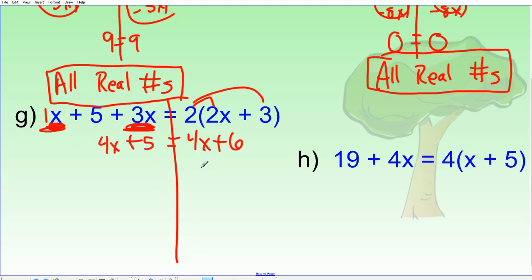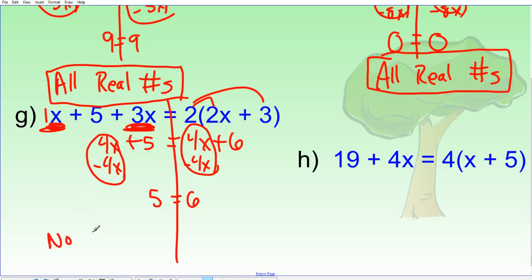Now I will get rid of my variable on the right. So I'm going to subtract 4x on both sides. These guys cancel out. And these guys cancel out, and we're left with 5 equals 6. That is no solution. It is no solution because that is not true. 5 does not equal 6, and there's no number you could plug in for x here that would make one side equal the other. This problem has no answer.